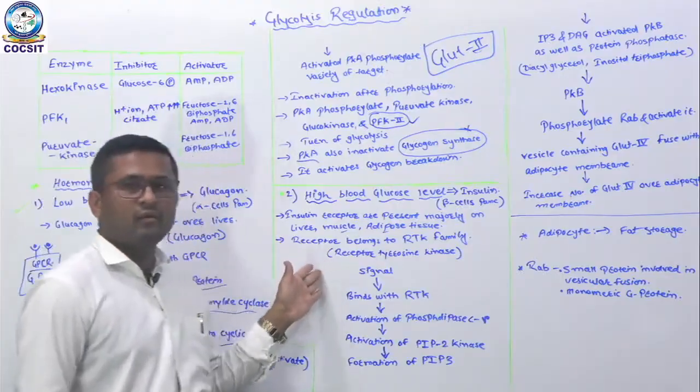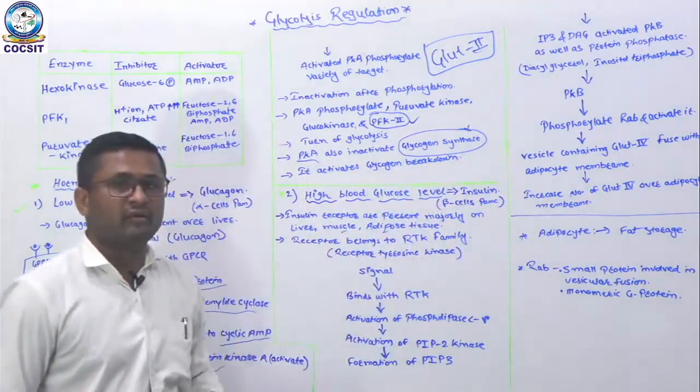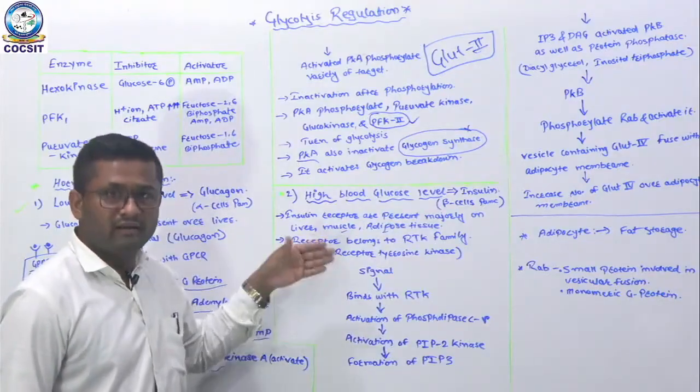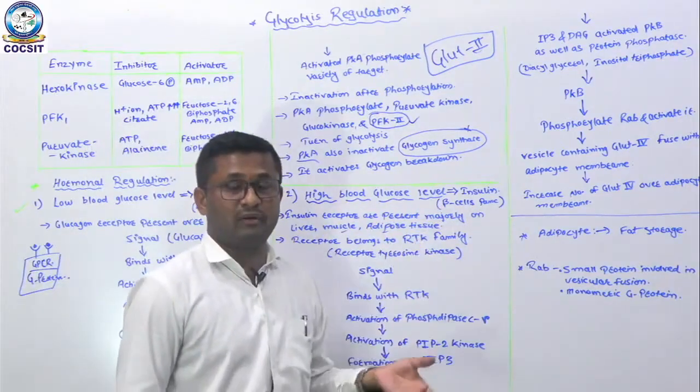Next, as soon as the beta cells of the pancreas secrete insulin, it will give a signal to the cells which have the receptors for this insulin.